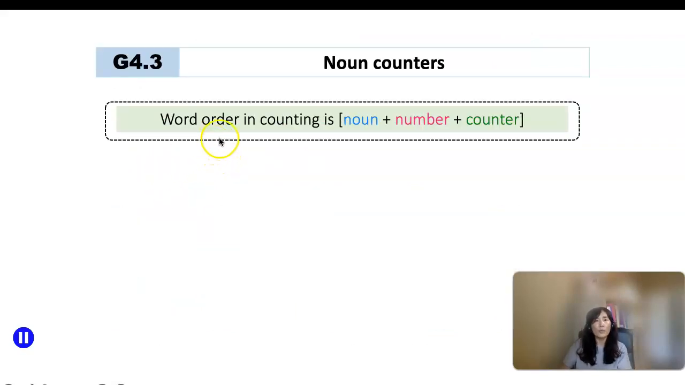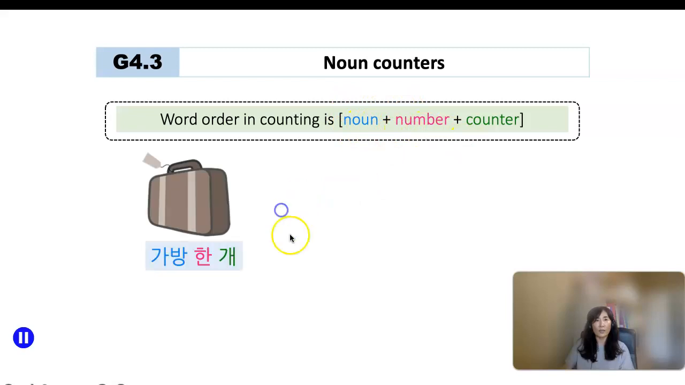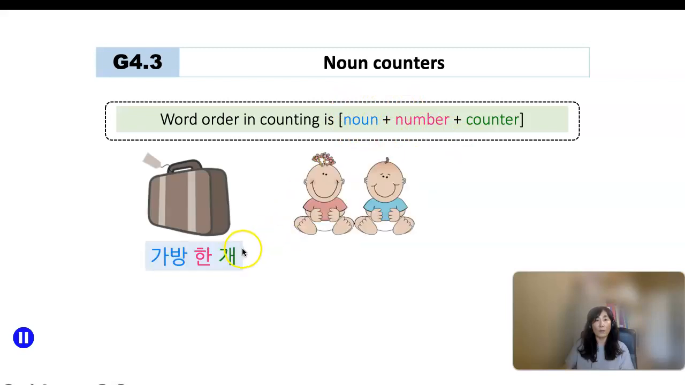Okay, word order in counting, we always follow this basic pattern: noun, number, and counter. So let's say you have one bag. You start with the noun in question, which is bag, 가방. One bag is 가방, one item, 개. So 한 개, that means one bag. 가방 한 개.